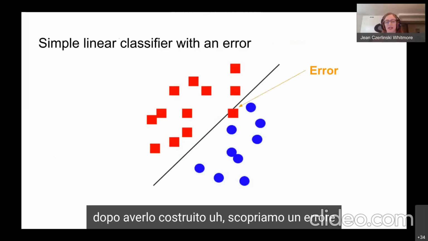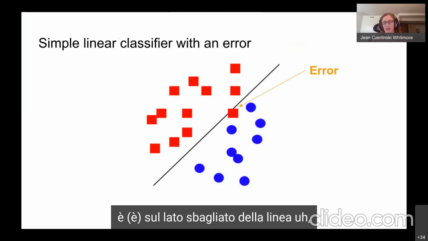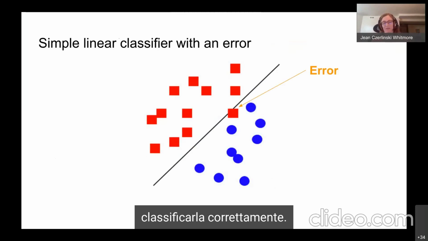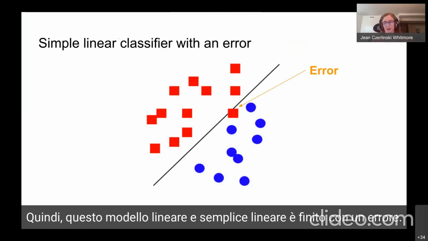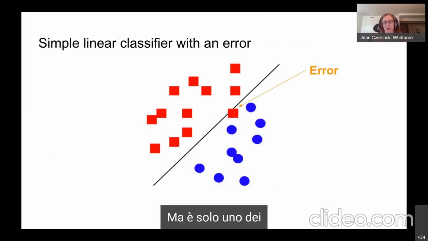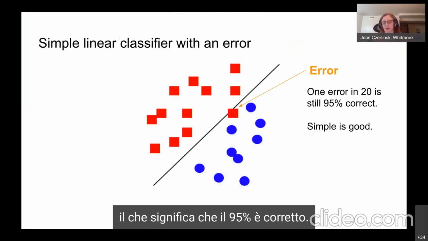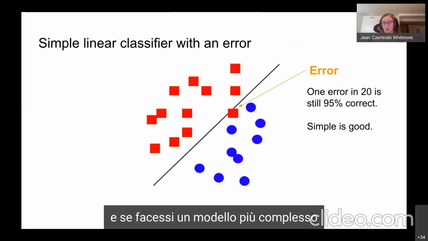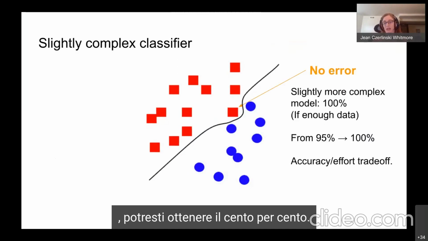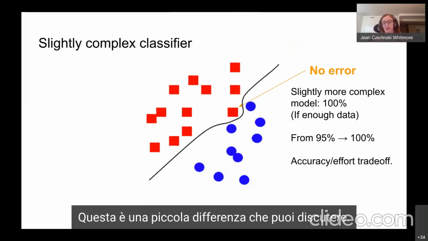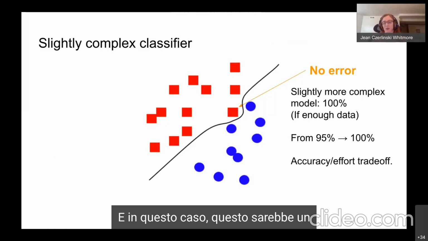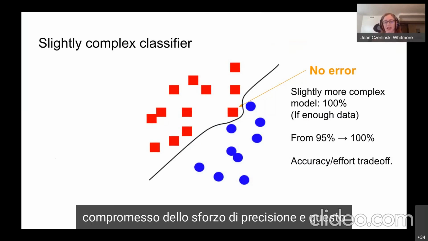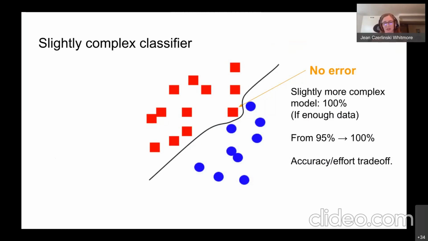And suppose, though, that later, after building it, we discover an error. This one square is on the wrong side of the line. It should have been on the other side. And even if you move the line, you can't find a way to classify it correctly. So this simple linear model ended up with an error. But it's only one of the 20 examples in this data set, which means 95% is correct. So simple is still pretty good. And if you made a more complex model, you could get 100%. You go from 95% to 100%. That's a small difference, you can argue. And in this case, this would be an accuracy effort trade-off in this dumb, simple example.